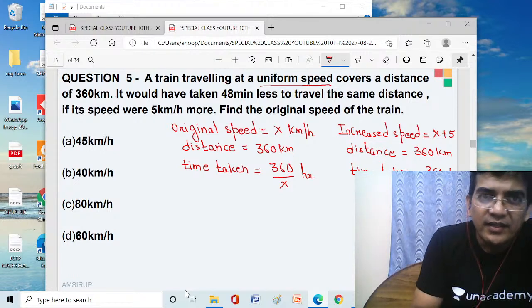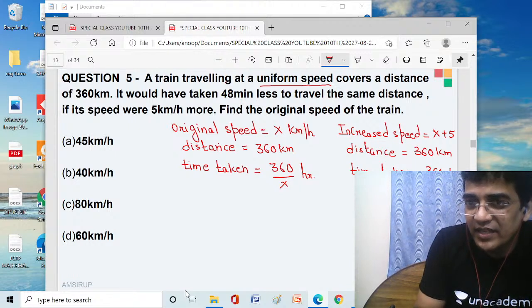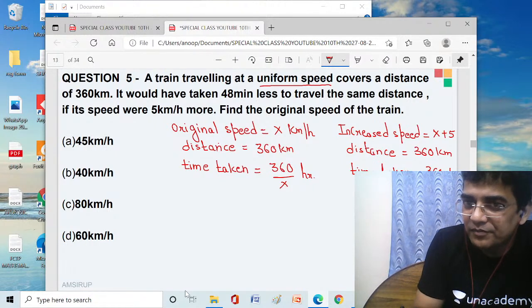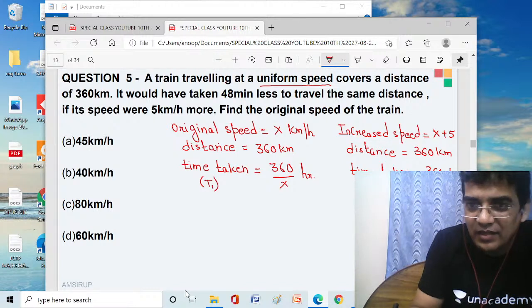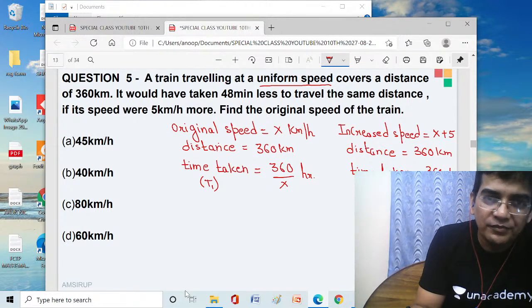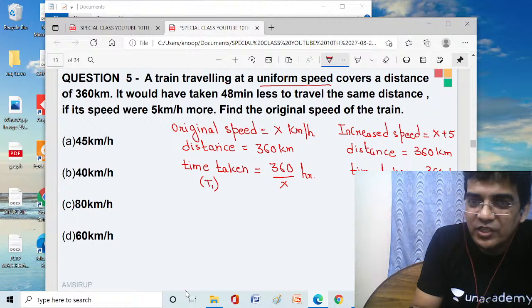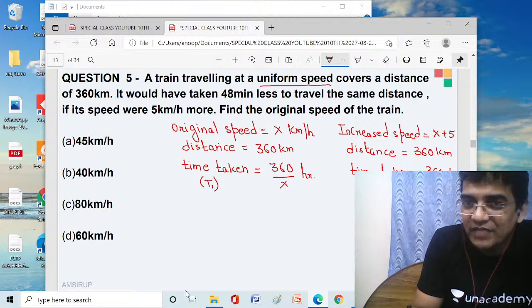But they say that the time taken in the second case is 48 minutes less than the original time. Now this time is 48 minutes less than the original one. This was the time taken with the original speed. This is the time taken with the increased speed. So I can mark this time as T1, time in case 1, and this time as T2, the time taken in the second case. Now according to the question, the second case is taking 48 minutes less. So that means T1 and T2 have a time lagging of 48 minutes.